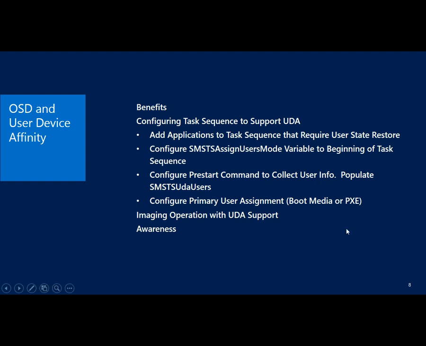And then the configure primary user assignment is kind of the same thing here. I just showed it to you where you can decide. And then after you do all this, the imaging operations will proceed with UDA support. Now, what does that mean? Imaging operations proceed with UDA support. Well, essentially, imaging will proceed normally. The only thing that is different is that you do not configure every single application that you want that user to have in the task sequence. You certainly configure it, but the way you configure it is different.